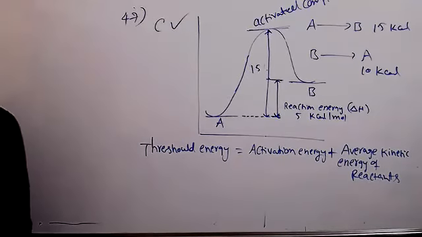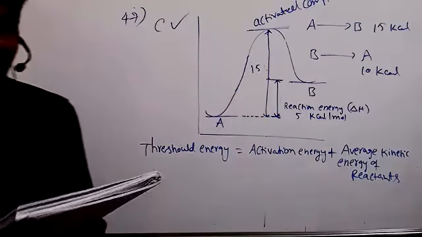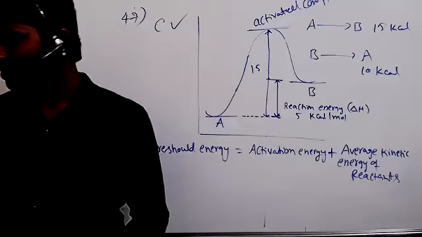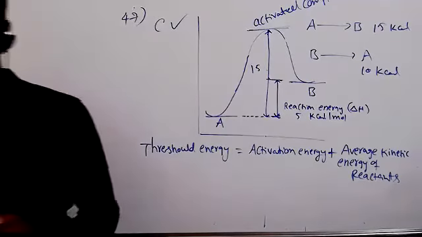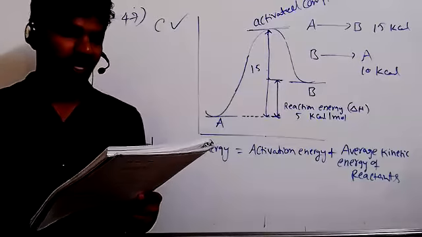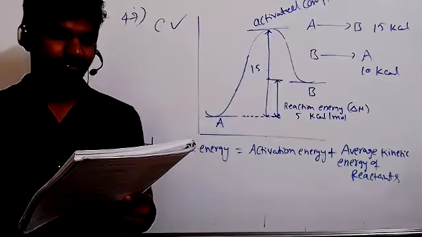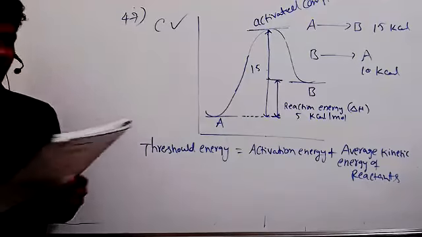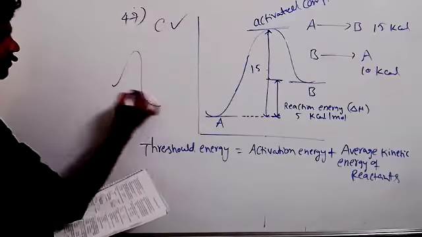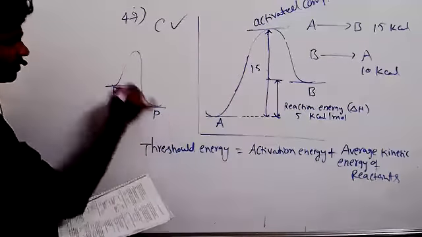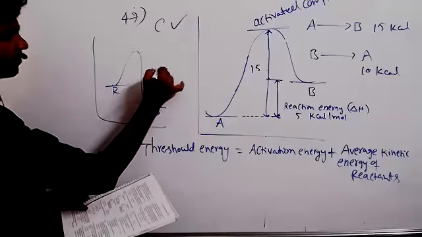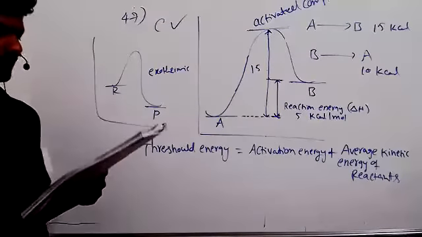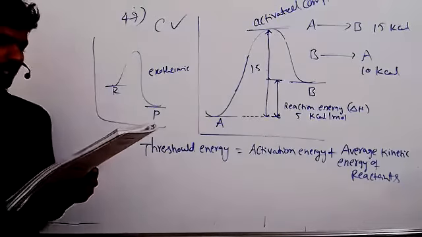Okay, next 48. Which of the following graphs represents the exothermic reaction? Option A. Good. In option A, the product is coming down, so the product is lower than the reactant. So this is an exothermic reaction, and the other is an endothermic reaction. So option A is correct. Next, 49.